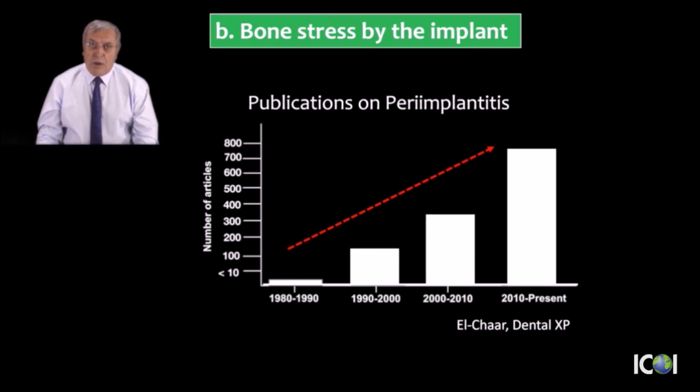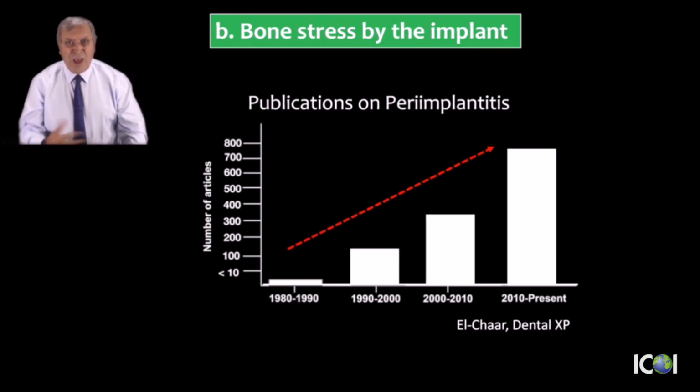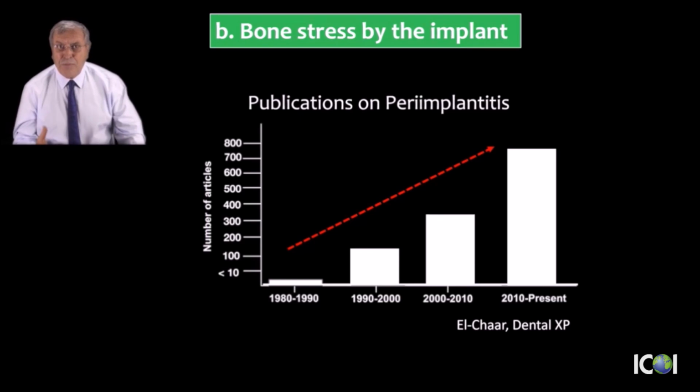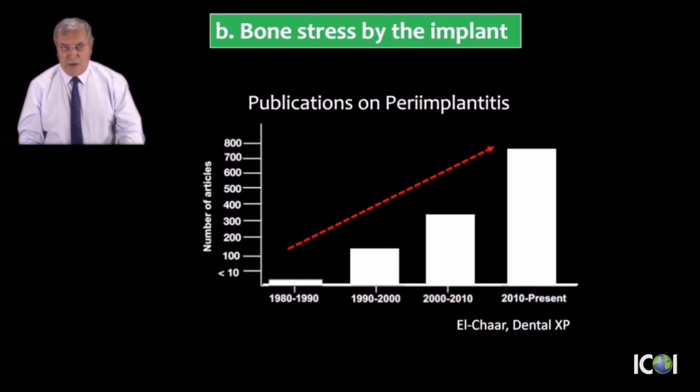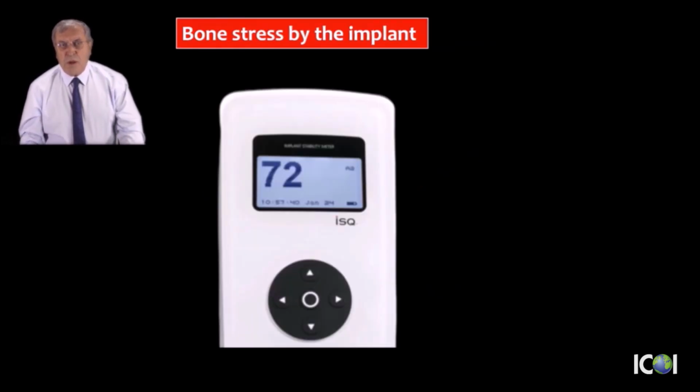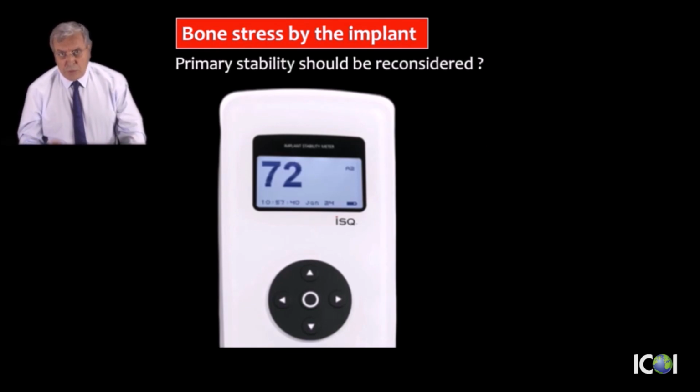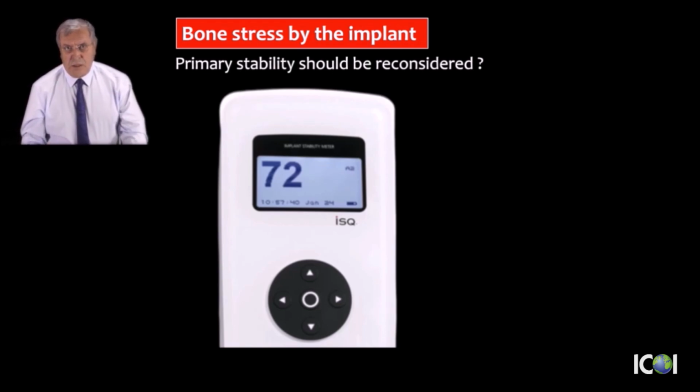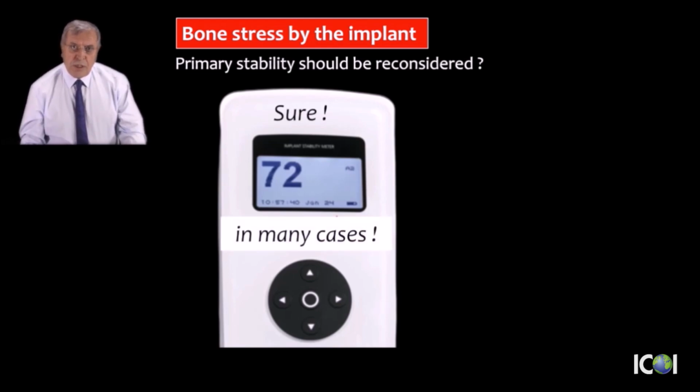Again, as I told you, Elisa, we must go back to the basic science, not to the literature. We don't have yet the explanation in the literature, but we already have the explanation in the basic science. And first, we must talk about the primary stability. Should it be reconsidered? Definitely yes, because in many cases, the primary stability will induce a lot of oxidation.